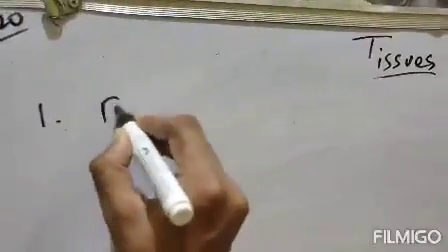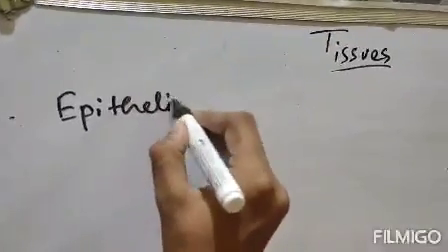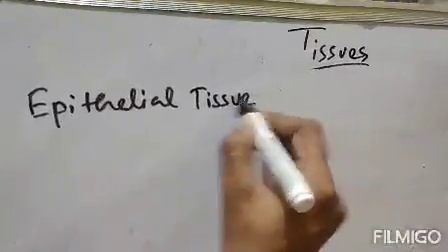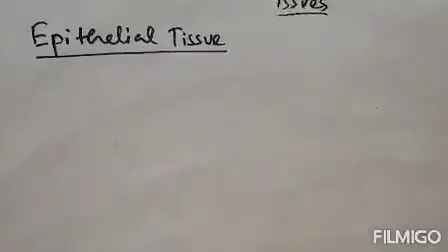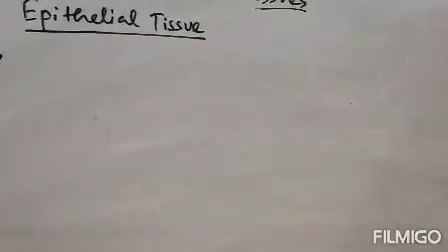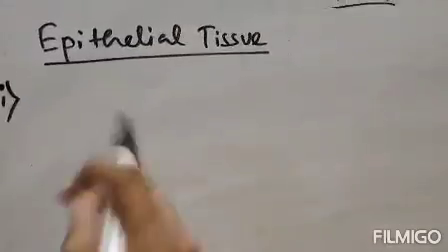So the first one is epithelial tissue. Number one tissue from animal tissue is epithelial tissue. So what is epithelial tissue? It is the covering or protective tissue of the animal. The body of the animal which is protected by a tissue, this is known as epithelial tissue. It is the simplest protective tissue of the animal body.